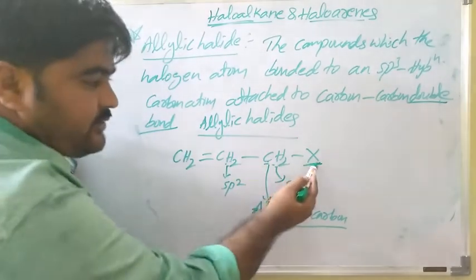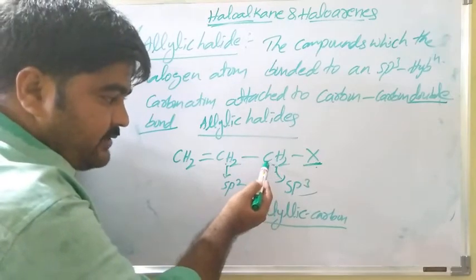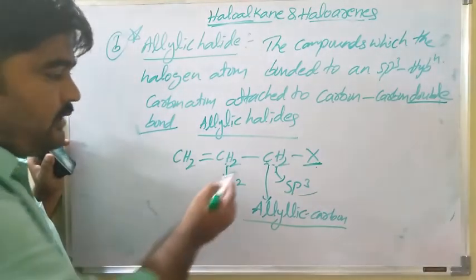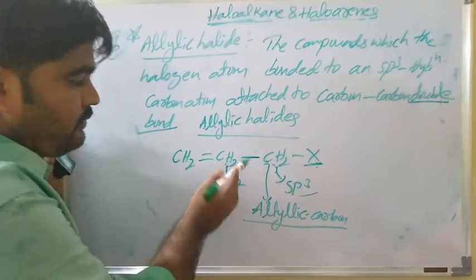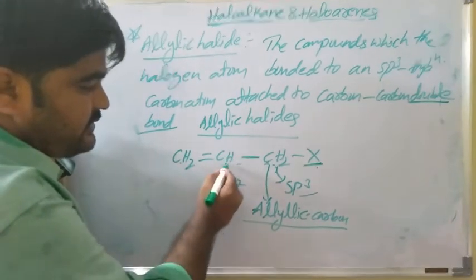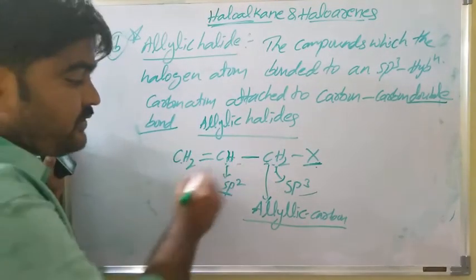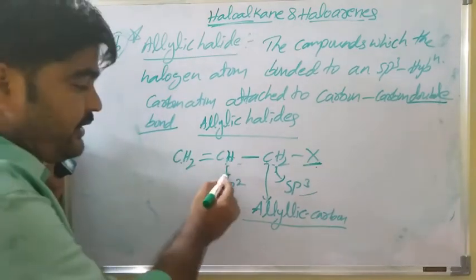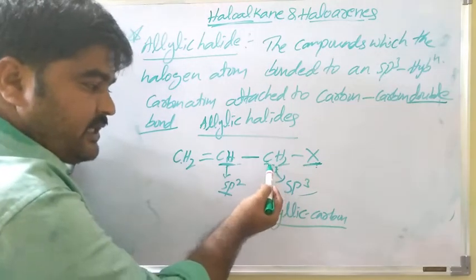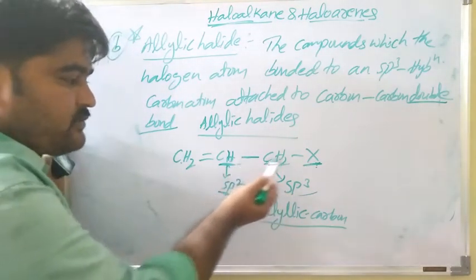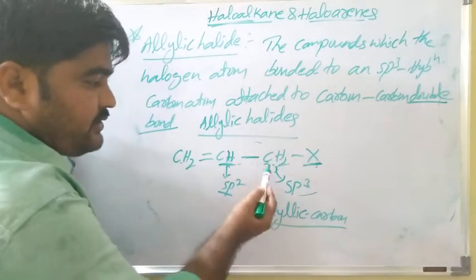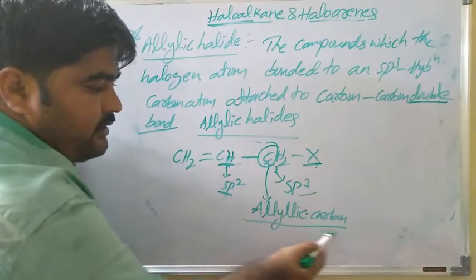So the halogen atom is attached to an sp3 carbon atom. This carbon is immediately attached to an sp2 hybridized carbon. How many sigma bonds? CH2 double bond CH. This is CH, so this is sp2 hybridization, three sigma bonds. The halogen atom is attached to an sp3 carbon atom, this sp3 carbon atom is attached to an sp2 carbon atom. This molecule is known as allylic halide, and this carbon is called the allylic carbon.